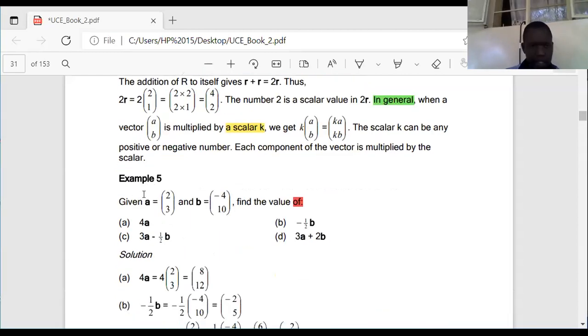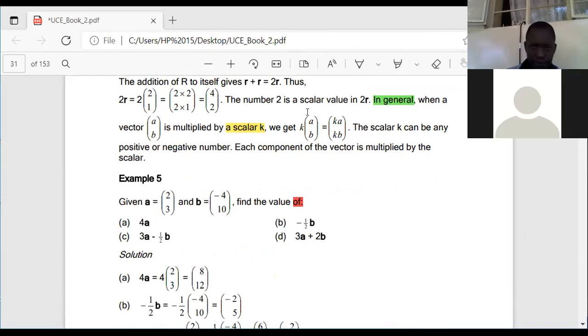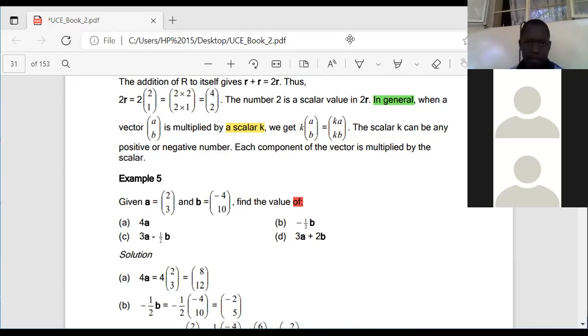So example 5 is telling you that given vector A equals (2, 3), and vector B equals (-4, 10), find the value of part A, 4A, and part B, -1/2 B. So let us first see with part A. Let me show you how that is done.